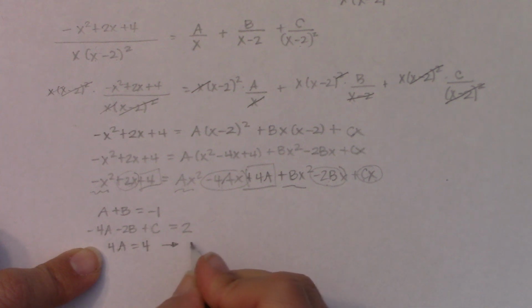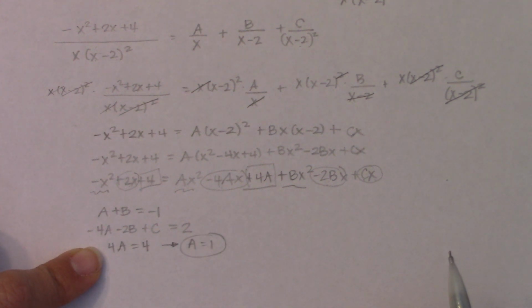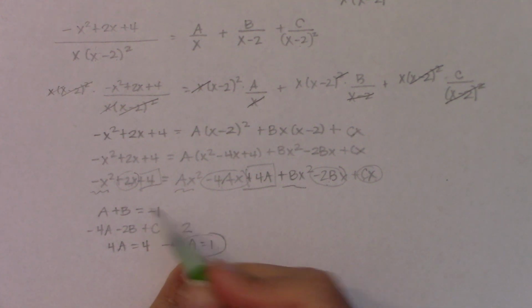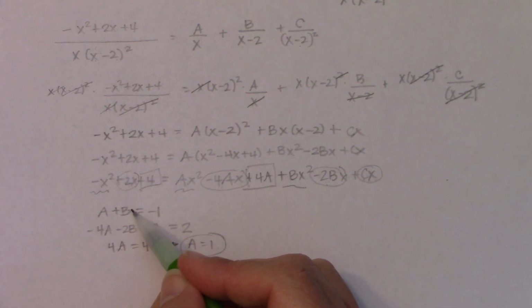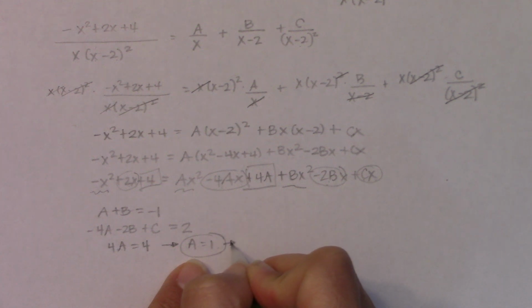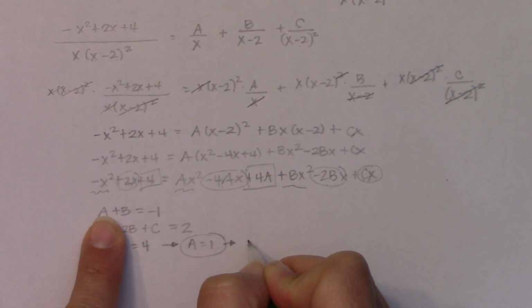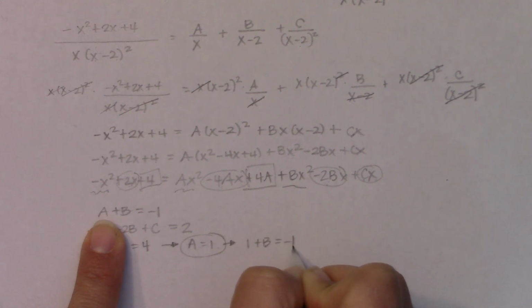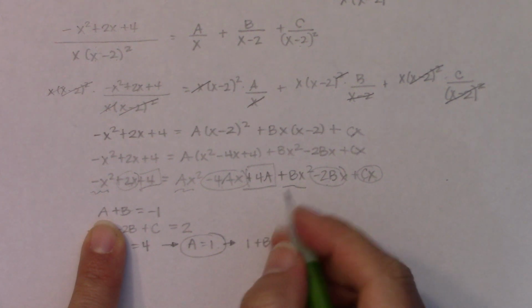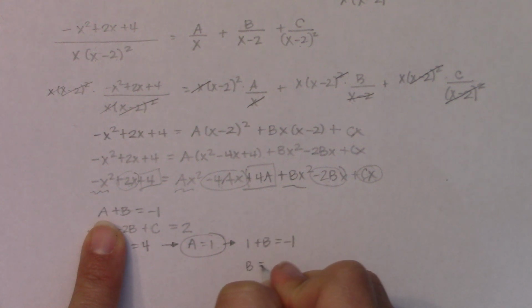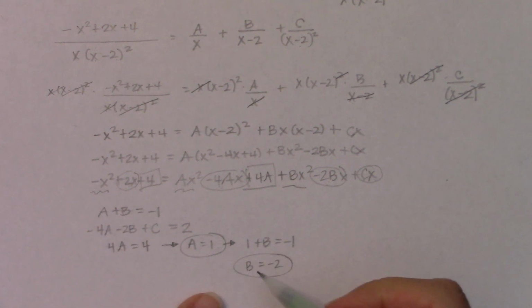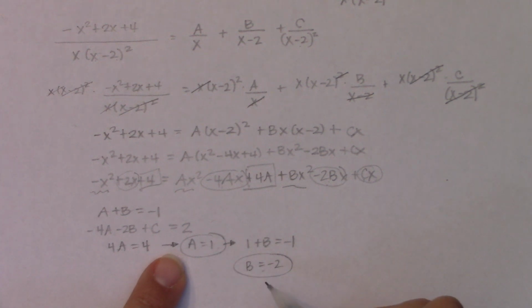But here, if 4a is equal to 4, a is going to be 1. So I've solved one of my constants. And then I'm going to plug a equaling 1 back into this first equation because I can solve directly for b, right? If a is 1, then I'm going to know that 1 plus b is equal to -1. And if I move that 1 over, I'm going to get that b is -2. So there's my second constant. That's great. I've knocked 2 out of the 3.